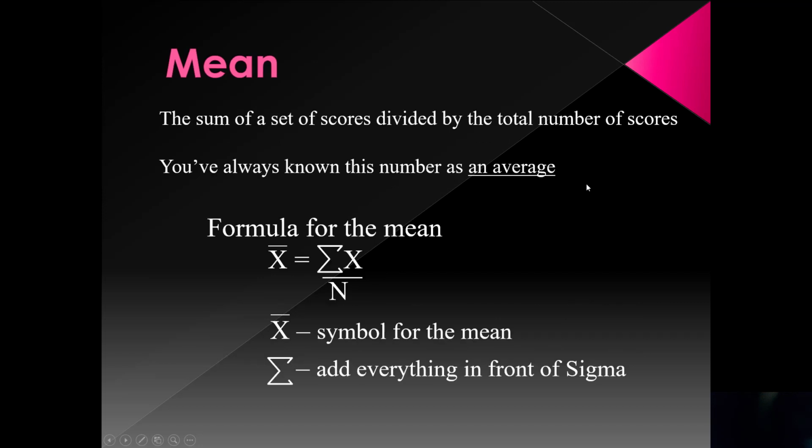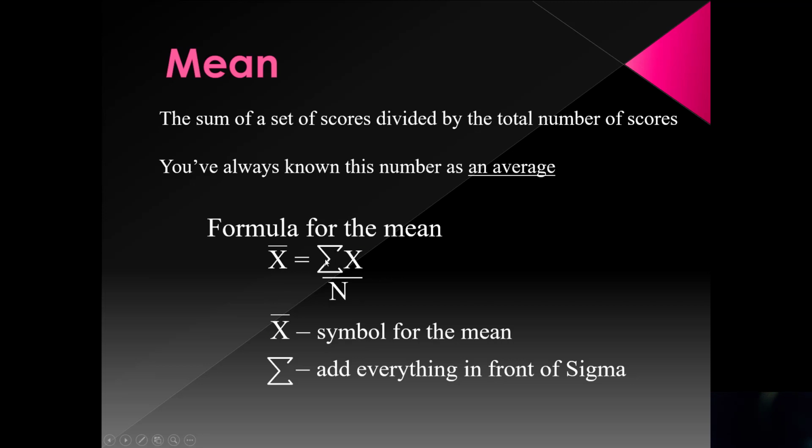The mean, like I said, is an average. You've heard that all your life. The sum of a set of scores divided by the total number of scores. Here is the formula for the mean. The x with the bar over it, that is the symbol for the mean. And then it is the sum of the values, right?